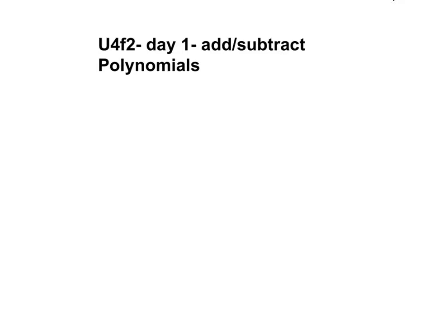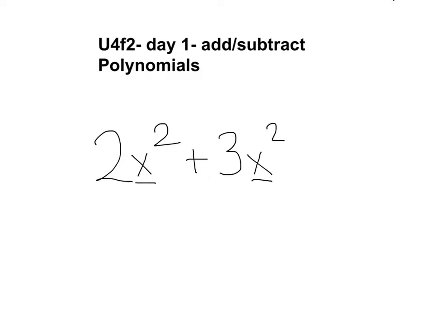So when we add and subtract polynomials, it's just like we're combining like terms. So we have to have the same variable and the same exponent. For example, if I have a 2x squared, I could add a 3x squared to it, because these both have the same variable, the x, and they're both to the same power. They're both to the second power.